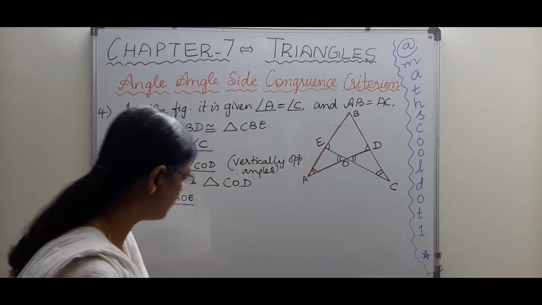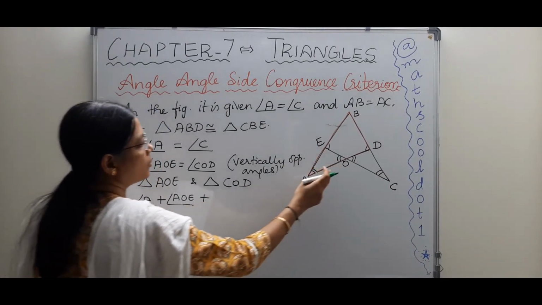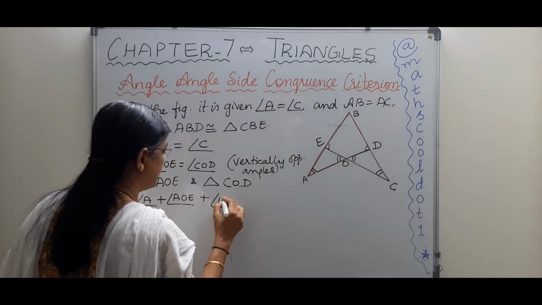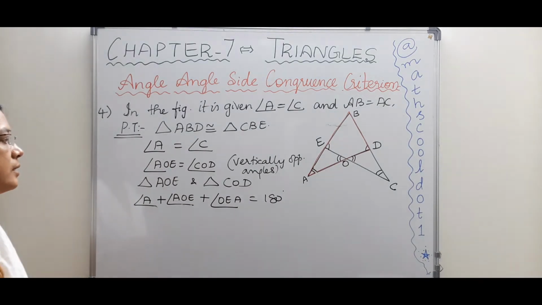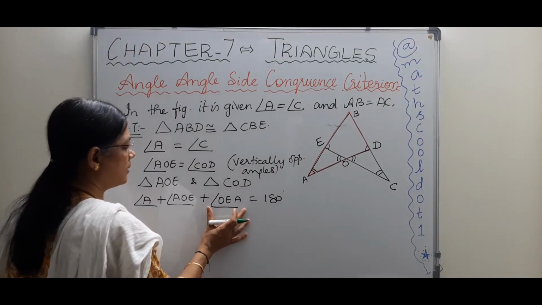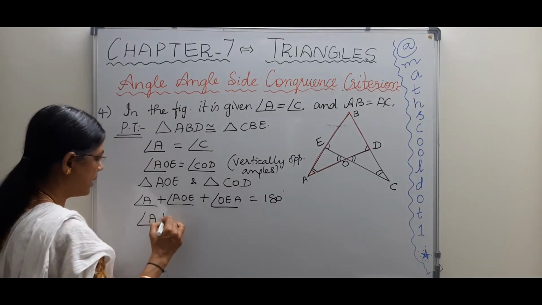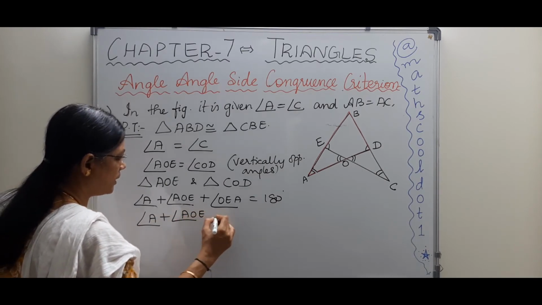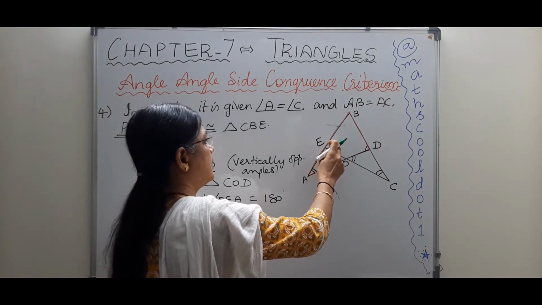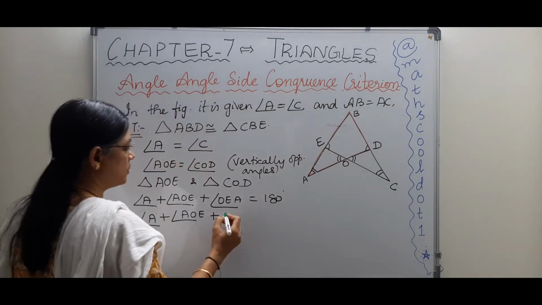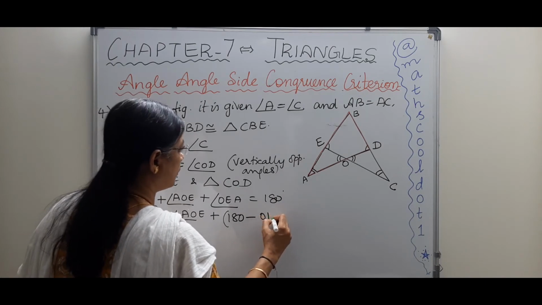So let me write it straight away, as it is, so that you will be able to understand. Plus, what is it? OEA. Angle OEA is equal to 180 degrees. We know that is 180 degrees, right? But what is OEA here? OEA is not known for us here. So what do we write? Angle A plus angle AOE plus, what is OEA here? What is OEA? It is 180 degrees minus this angle OEB, right? So plus 180 minus OEB.